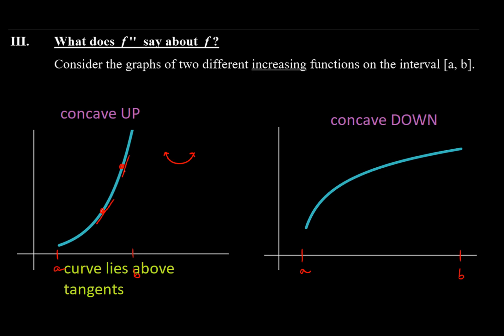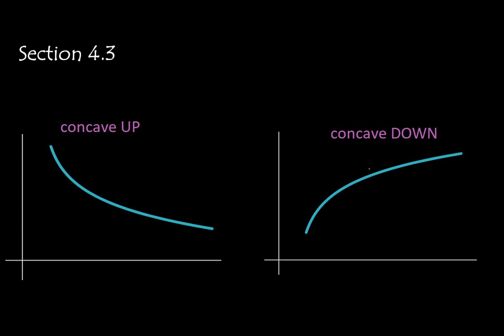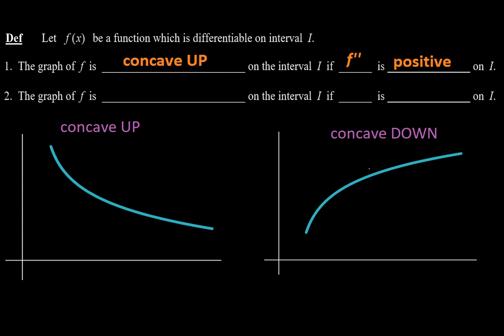If I look at concave down curves, they kind of look like a frown, okay? And all the time, these curves are lying below their tangent. So if I draw the tangents, they're always on top of the curve. So again, concave up, concave down. Let's take a look at what this means.